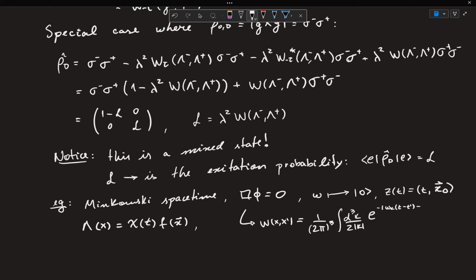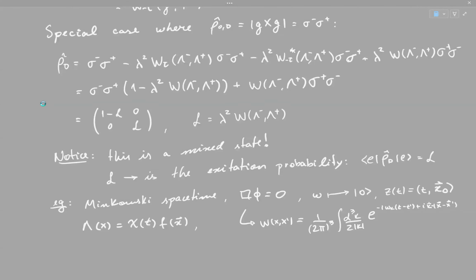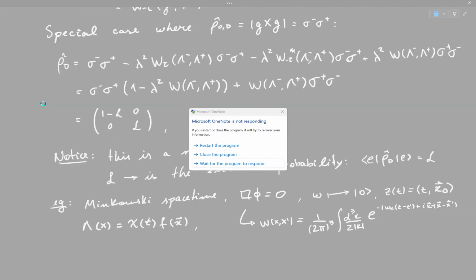So this is the Wightman function, and now we can actually write down the L. We can write down the L, and we can do some manipulations with the L term, which is the excitation probability, and we can see, up to some extent, on which parameters it depends.